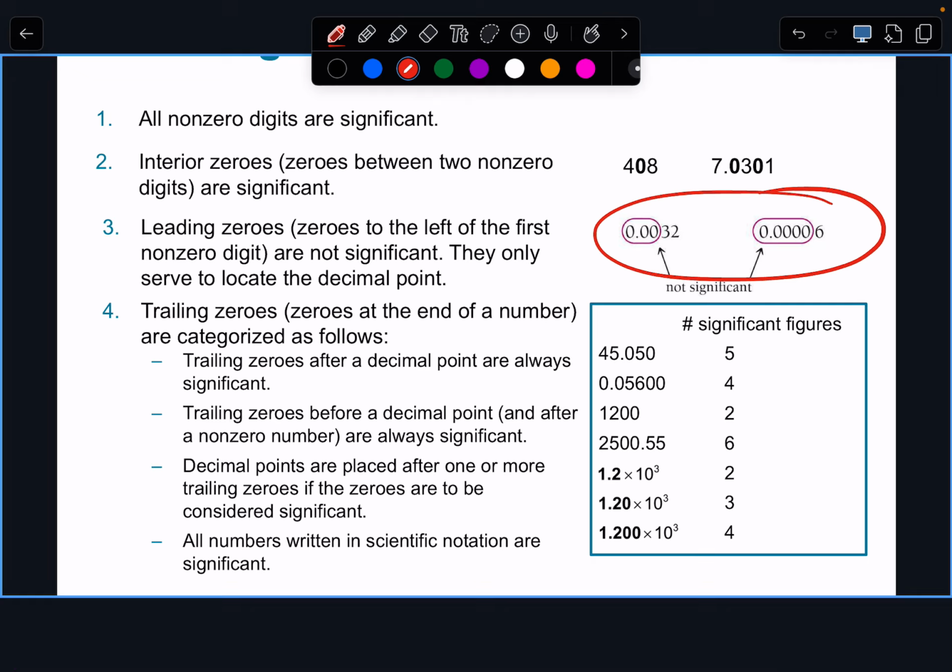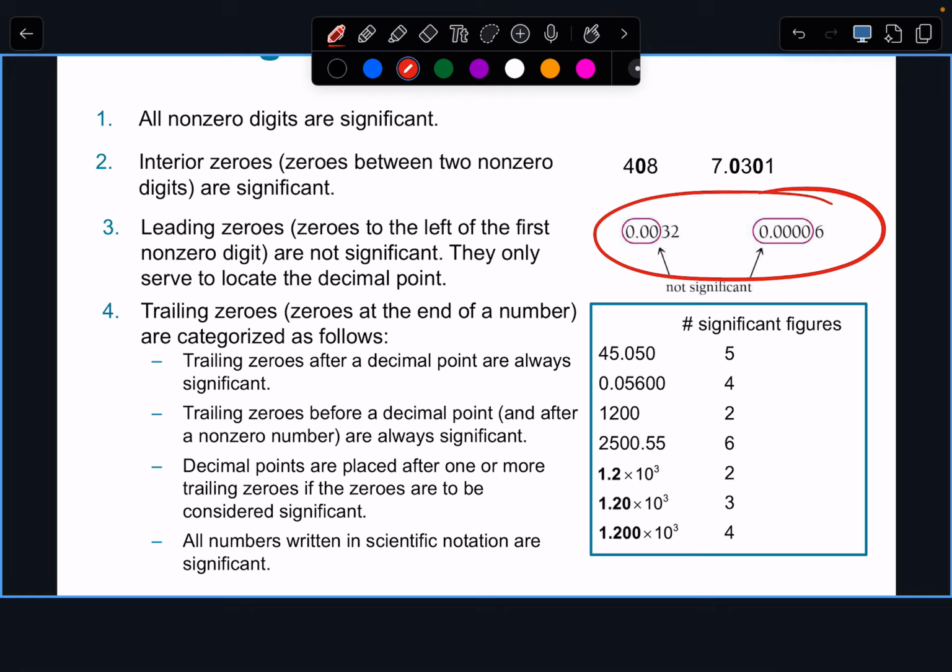And this will work every single time to help you use these rules. So you don't actually have to know these rules. These are an explanation as to why this works. But what it does is help you know which zeros actually are part of the measurement and which are just placeholders to help you know where the number goes.